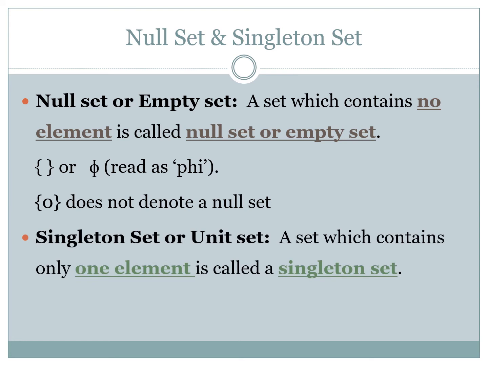Singleton set or unit set is a set which contains only one element. For example, set 3 contains only one element. Again, example set 0. This is a singleton set, not null set.